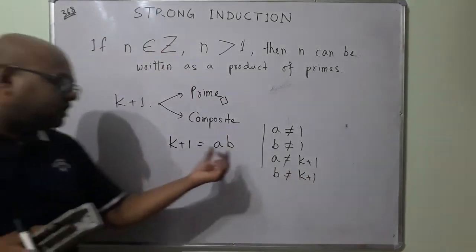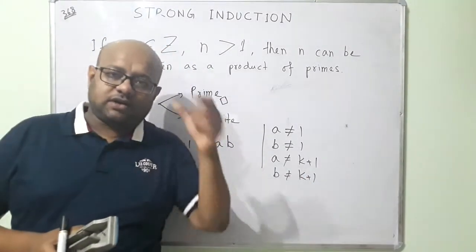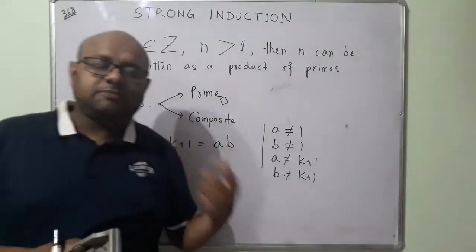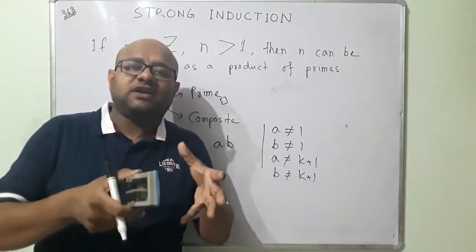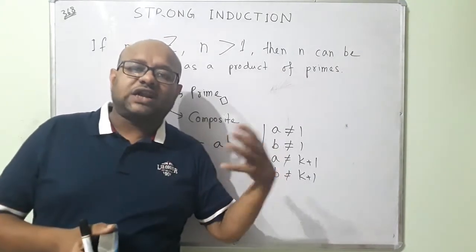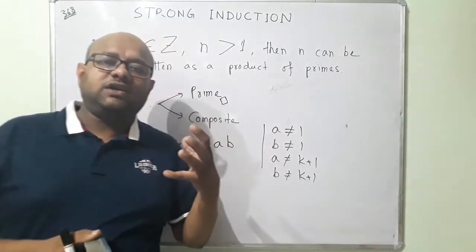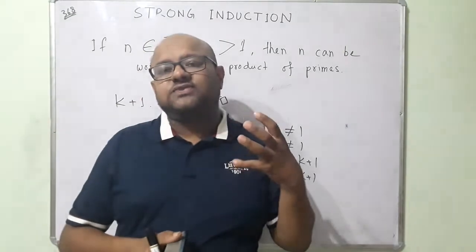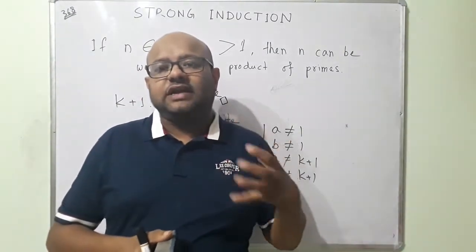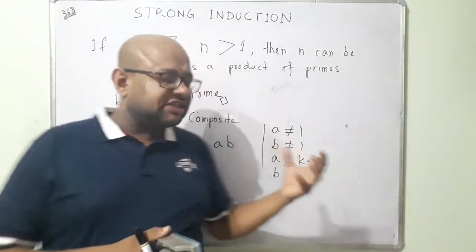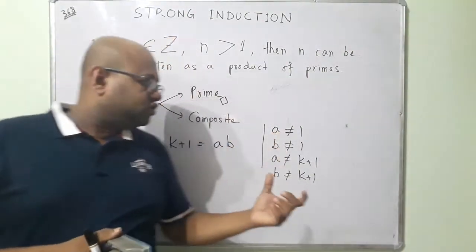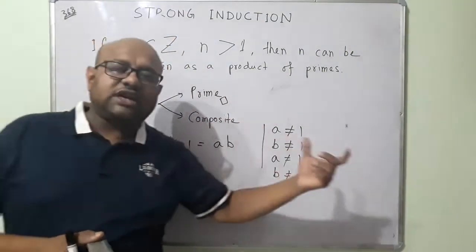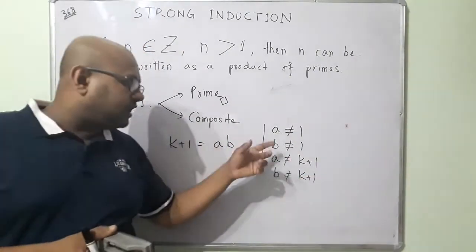Okay, so apart from 1 and k plus 1, if k plus 1 is composite, that means it is a product of two different numbers which are different from 1 and itself. If the only factors of some number are 1 and itself, then we know it is a prime number. This is not a prime number, so it must have factors apart from 1 and itself. So we are taking those kinds of factors that are not 1 and itself.